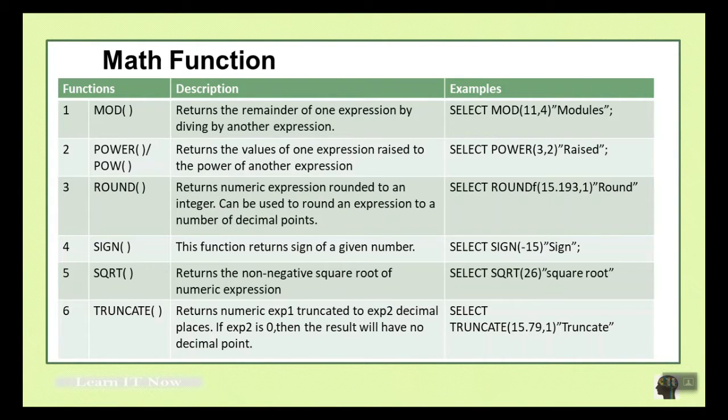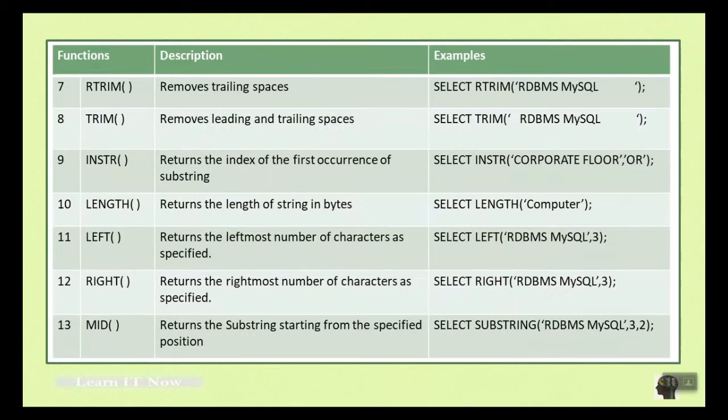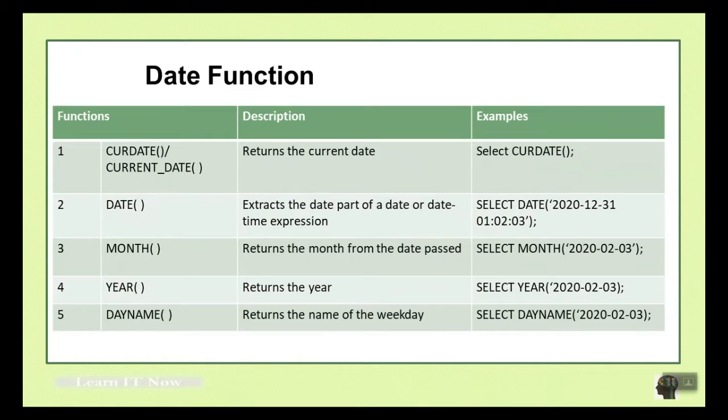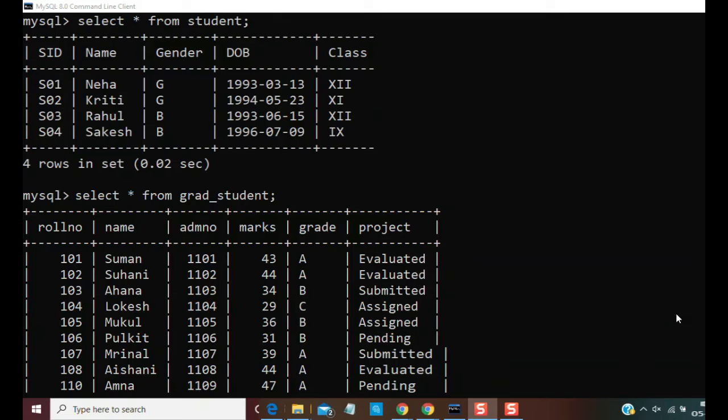Math functions include all the mathematical functionality like mod, power, round, sine, square root, truncate. The text functions include the text operations like concat, lower, substring, trim, length, left, right, and mid. And the date type of functions includes the current date, month, year, day name, day of month, day of week, day of year, now, and sysdate. So now let's see all these functions practically.